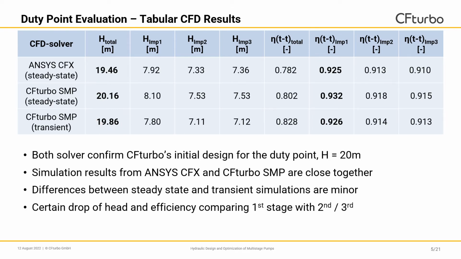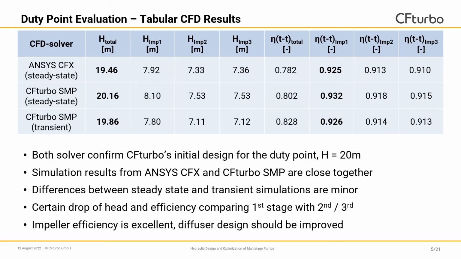Additionally, we can see a certain drop in head and efficiency when comparing the first stage with the second and third one. So let's see. For the first stage we achieve an overall head of 7.8 meters, but when comparing it with the second and third stage, you can see that there's a certain drop. The same results can be seen from the efficiency. So for the first pump stage we achieve an overall efficiency of 92.6%, whereas the second and third pump stage only achieve an overall efficiency of 91.4 or 91.3.